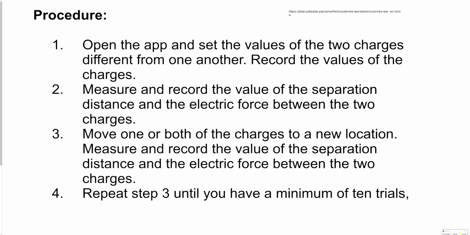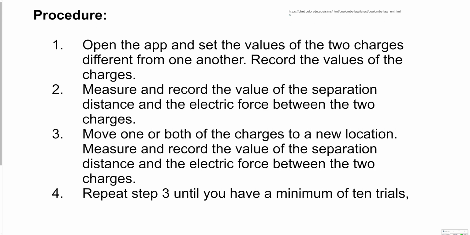All right, so what are we going to do? You're going to open the app, and there's a link in Google Classroom to that app. You open the app, and then there's a couple of charges that you can set the values of in coulombs. We just want to set them to different values. That's all. Don't worry about what those values are. Just set them to different values.